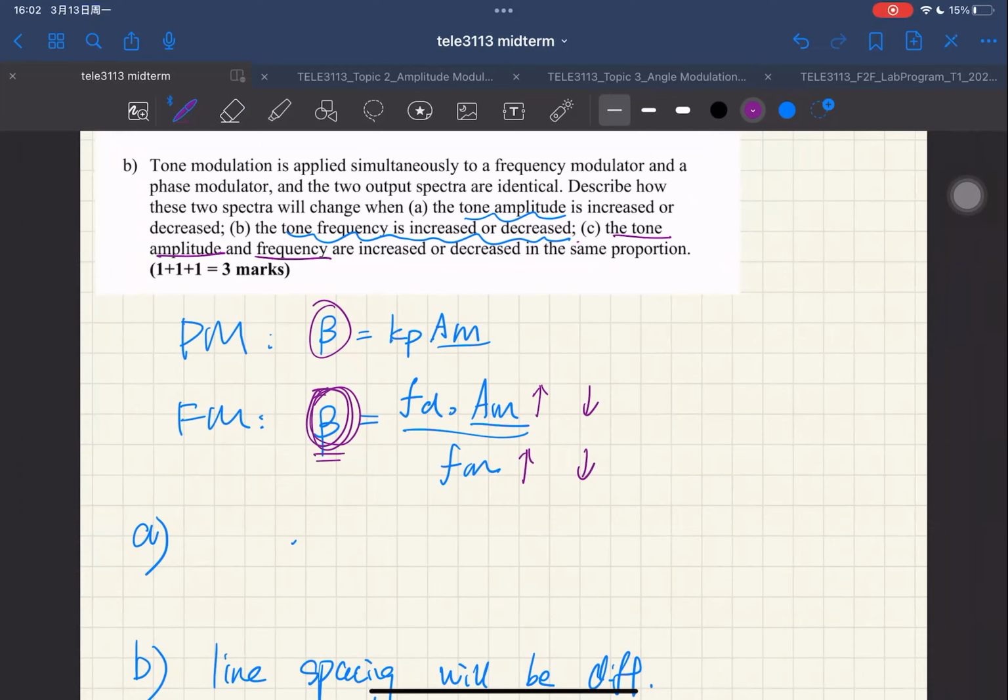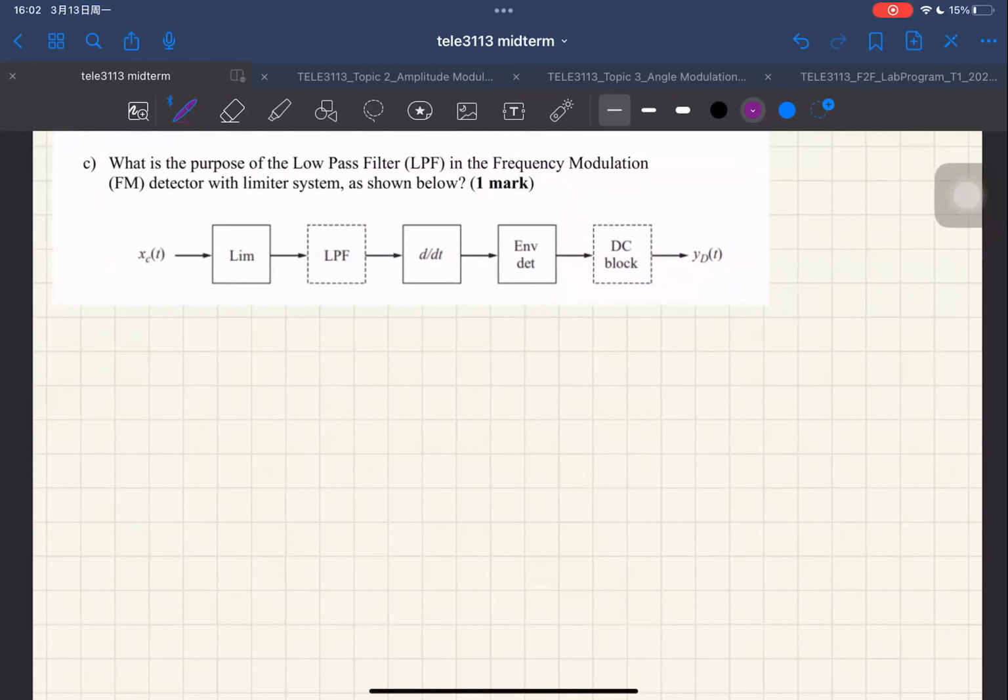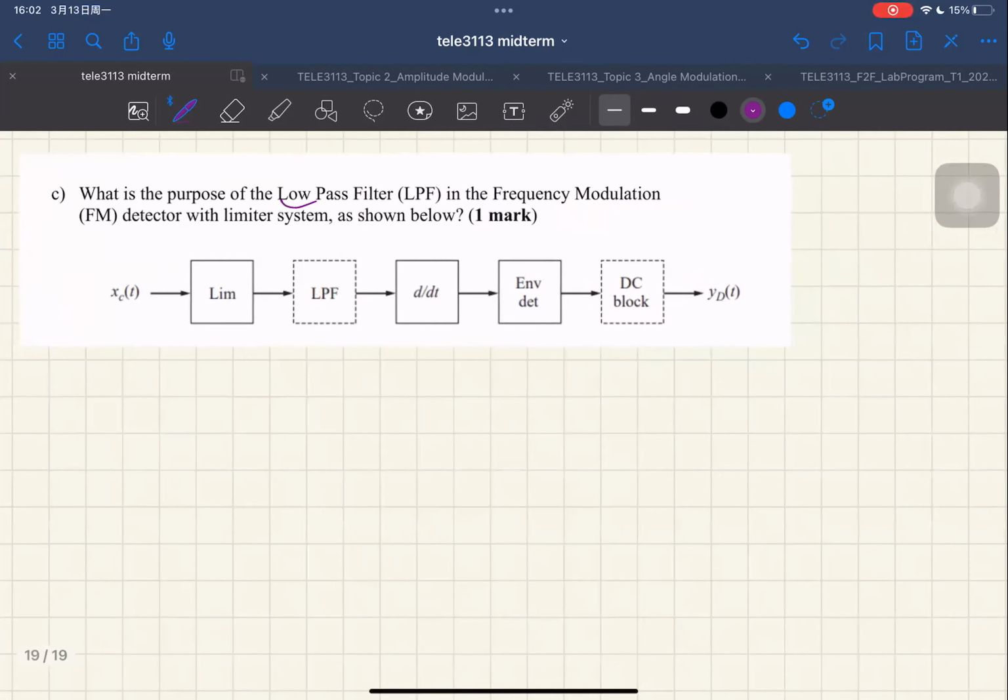Any questions? And for the last question, this is just one more question. For the low pass filter, because this is using a derivative block, you're going to have a sharp waveform. So this low pass filter is essentially trying to smooth the sharp edges and get rid of the high frequency component. And that's it for the last question. Because it's one mark, you can just write something like get rid of the edges, and that's it.